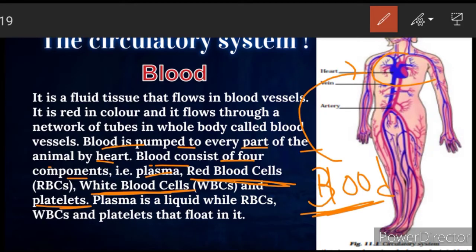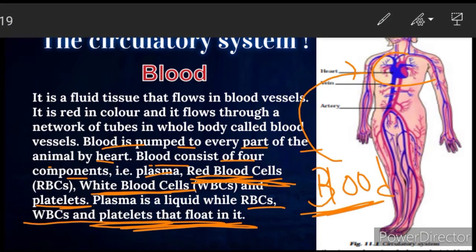Now RBCs, also known as red blood cells. RBCs are red in color. Then your WBCs, the soldiers of your body, are your white blood cells. And platelets lead to clot formation. Plasma is a liquid, while RBCs, WBCs and platelets float in it.